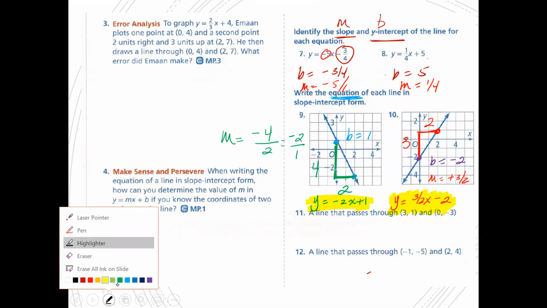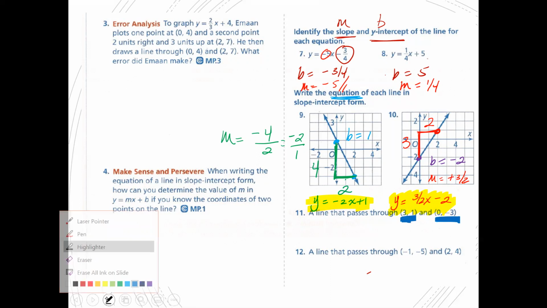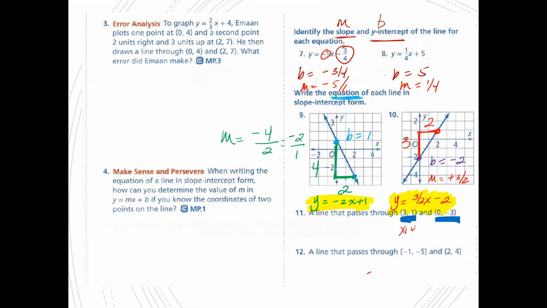Okay, so I'm going to go over number 11 with you guys, but I'm going to have you do number 12 on your own. A line that passes through these 2 points. First thing you want to do is label them. Next, you want to find the slope formula: y2 minus y1 divided by x2 minus x1. So my slope is going to be -4 over -3, which is going to be a positive 4/3.